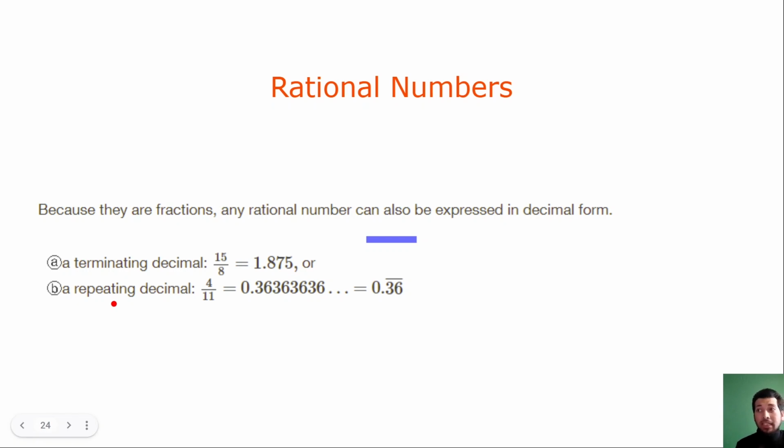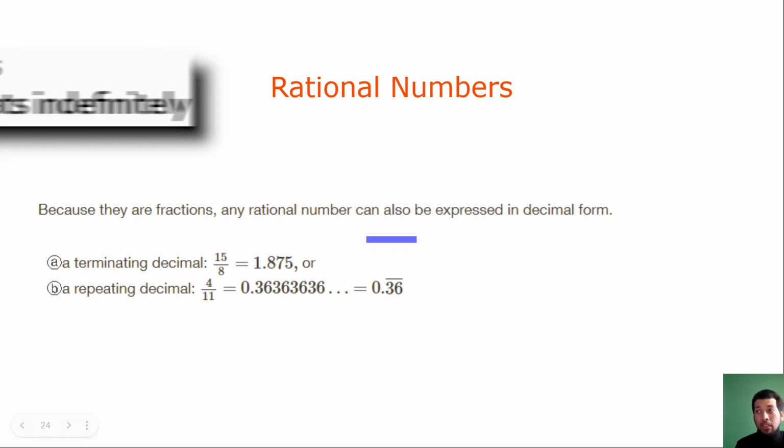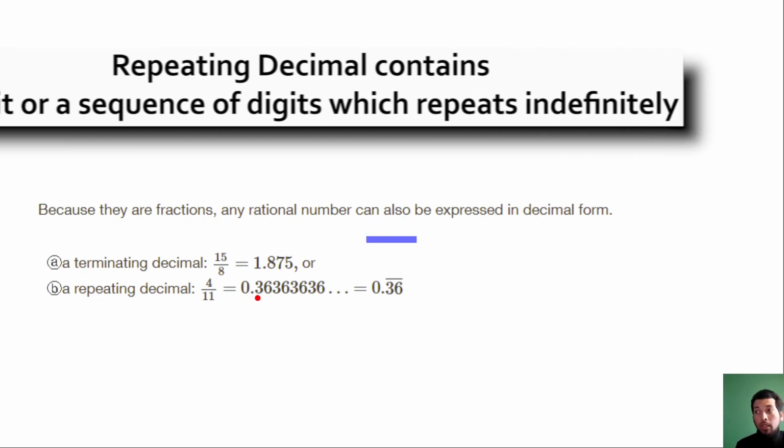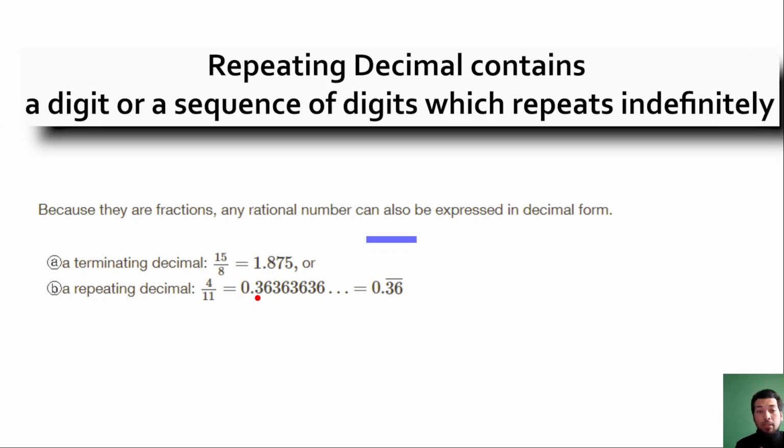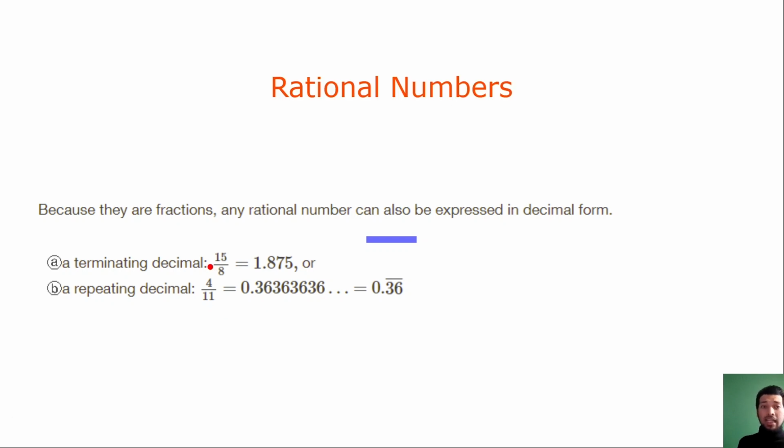Now for the repeating decimal, this is a decimal in which after a certain point, a particular digit or sequence of digits repeats itself indefinitely. Over here, we can see that for the terminating decimal, 15 over 8 is written as 1.875, so it does not continue after 5.